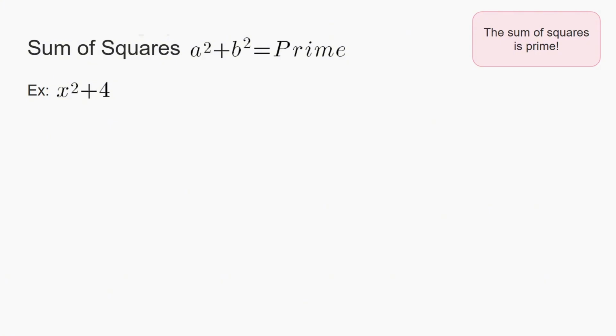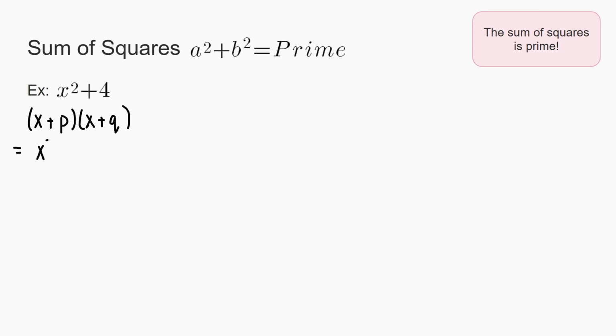Next, we have sum of squares. In this case, the rule is that a squared plus b squared is always prime and can't be factored. The reason for this can be explained with an example. Let's say we have x squared plus 4 here, and we're going to do factoring by the AC method. We're looking for something like x plus p times x plus q, and we expect this to equal x squared plus 4.